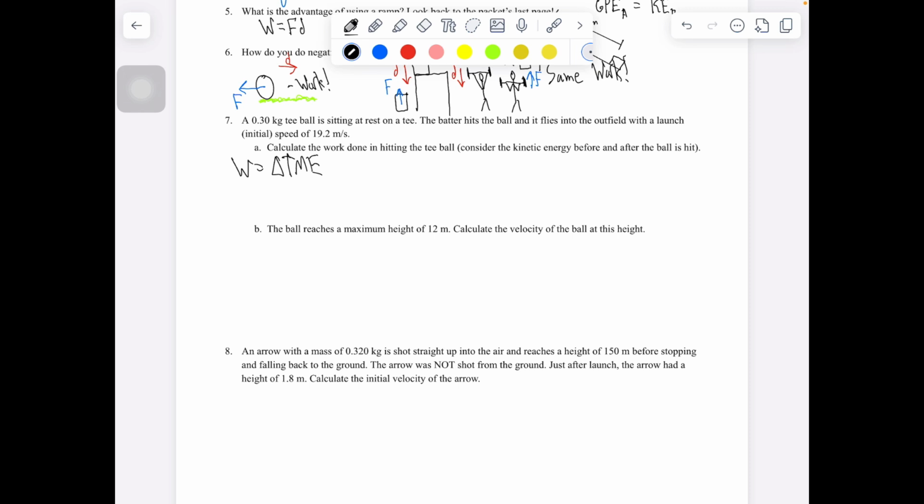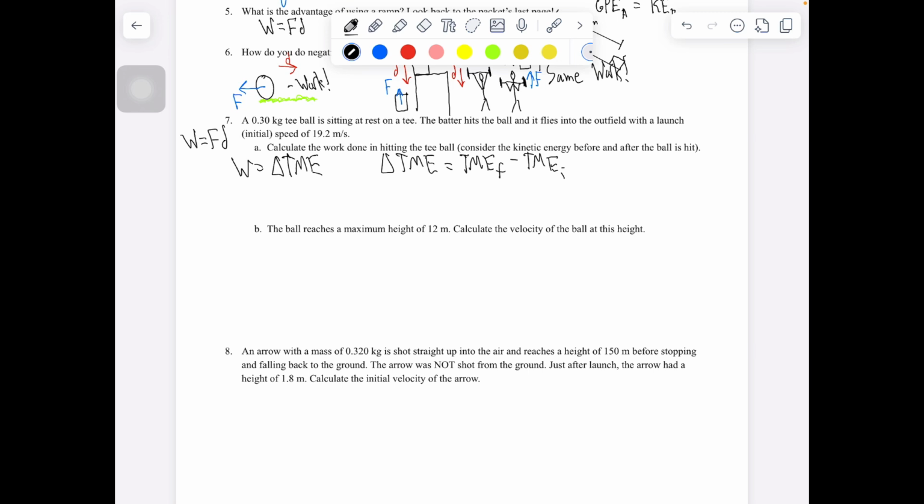We'd love to use our work is equal to a force times a distance equation, but if we look at what we're given, we have no force, we have no distance, so we don't have a hope of using that equation. We have to use our work is equal to a change in energy equation. To do that, like we said earlier, the change in total mechanical energy is always going to be your final total mechanical energy minus your initial total mechanical energy.